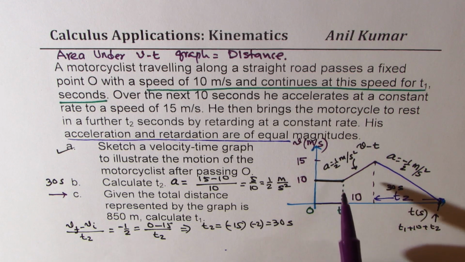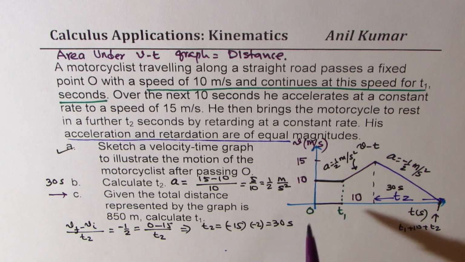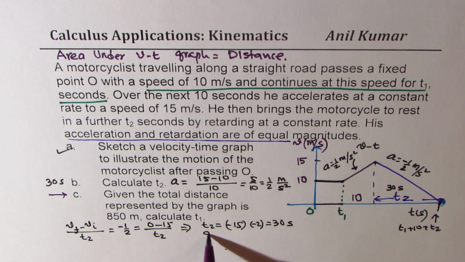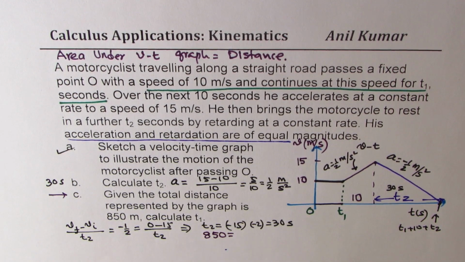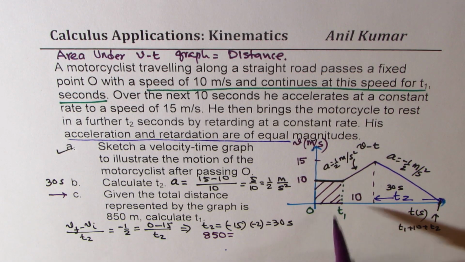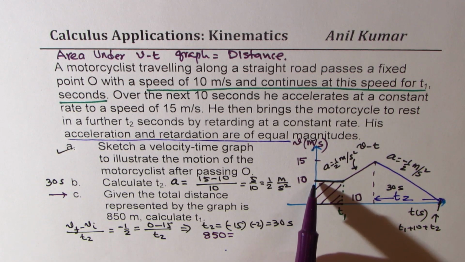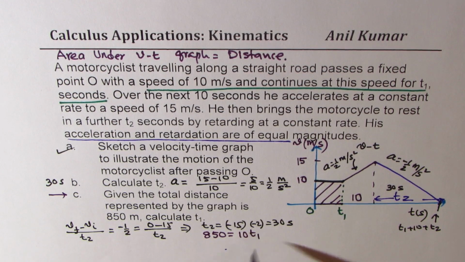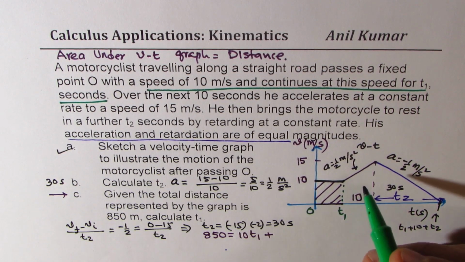So under this curve, we have one square. So let me write down the equation here. So what we get here, the distance is 850, right? So we get 850 equals area under the curve. So what is the area of this side? The area here is length into width, which is 10 T1. So it is 10 times T1. Perfect. Plus, what is the area under this curve?